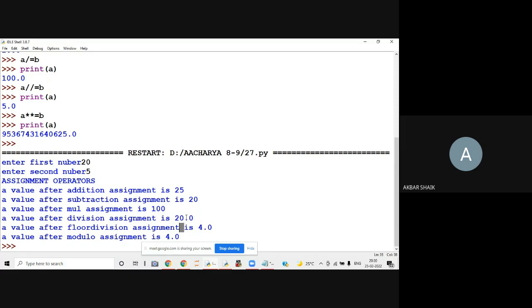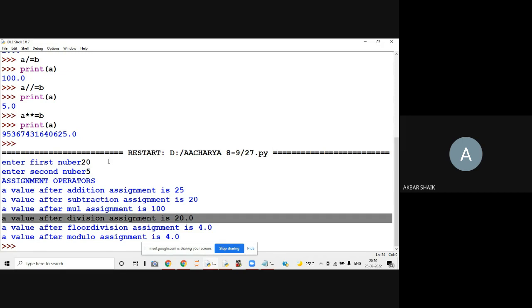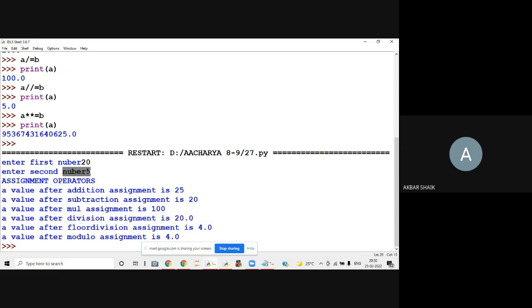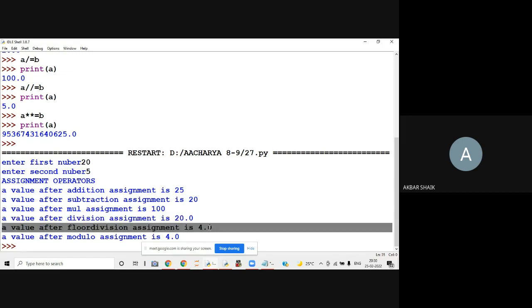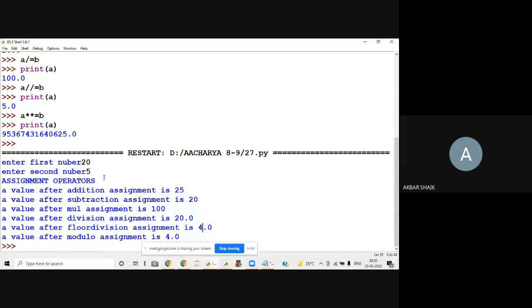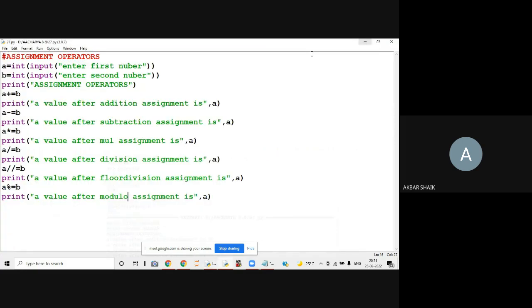Floor division: A value is 20.0 double slash 5, that is 4.0. That is floor division. Next, A value is 4.0 and B value is 5. So 4.0 mod 5, the remainder is 4.0. If you want, you can write exponential assignment also. I have not added exponential assignment, but you can write it also.